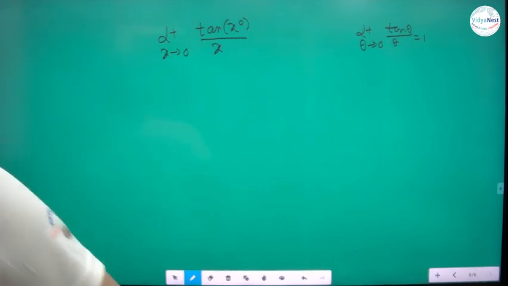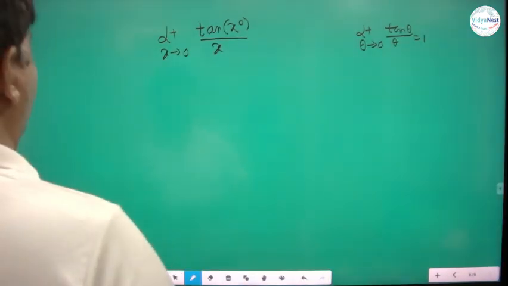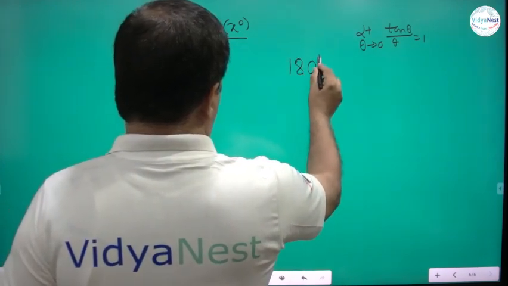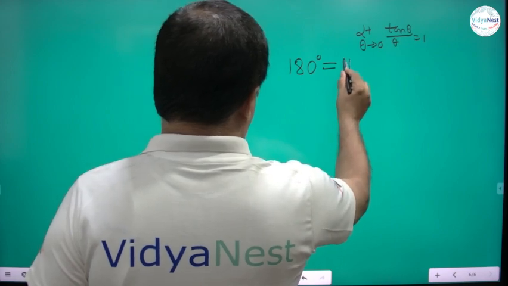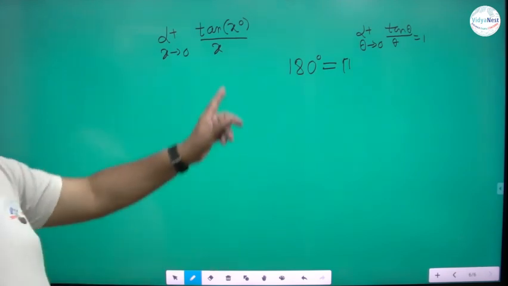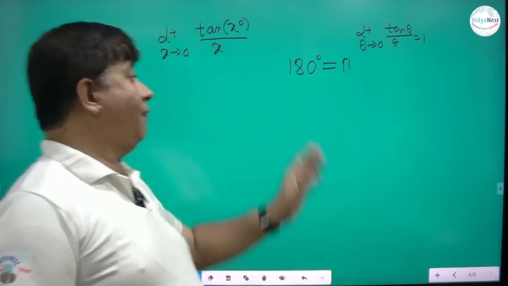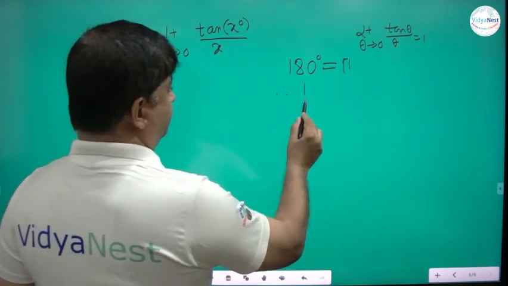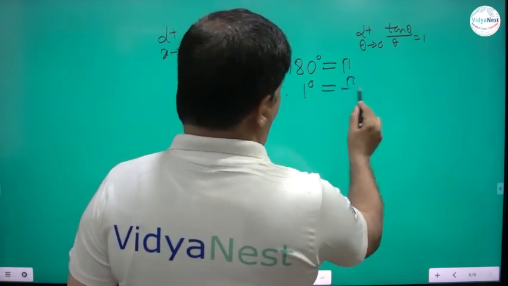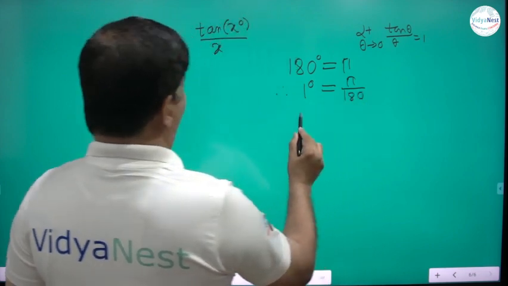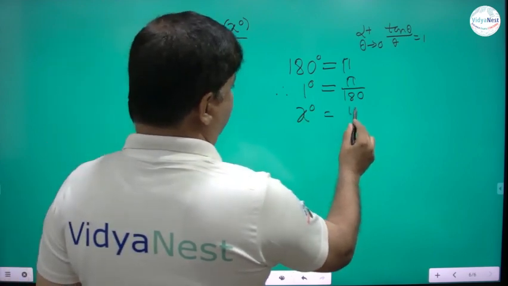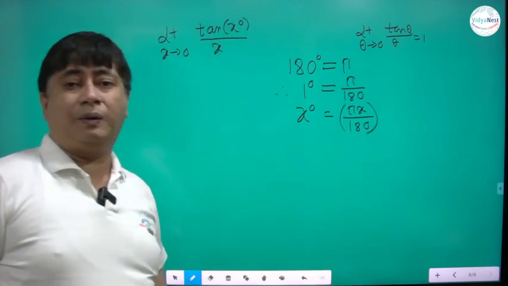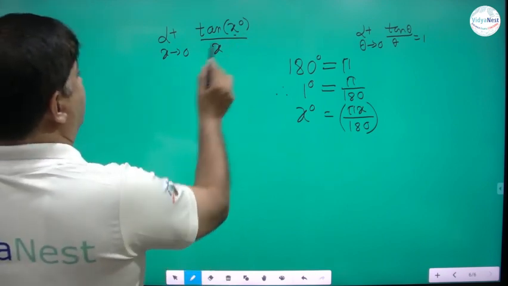Understand? How? We know 180 degree is what? Pi. Yes or no? Therefore, 1 degree is pi by 180, x degree is pi x by 180. So, that x degree is replaced.